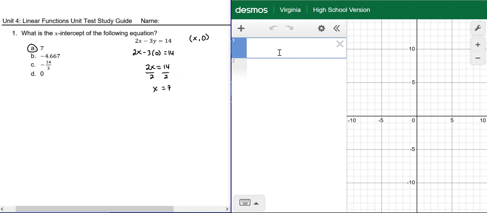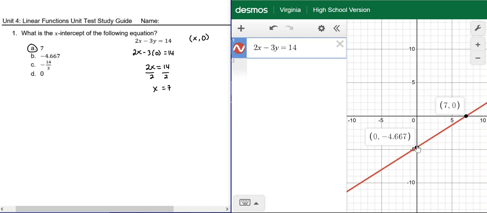Of course, you can always use a graphing calculator or Desmos and graph this as well. Just type it in Desmos and click where it crosses the x-axis, which is at 7. See? Where your y is equal to 0. This other one is your y-intercept, where it crosses the y-axis. That's not what the question is asking for. So that's that.